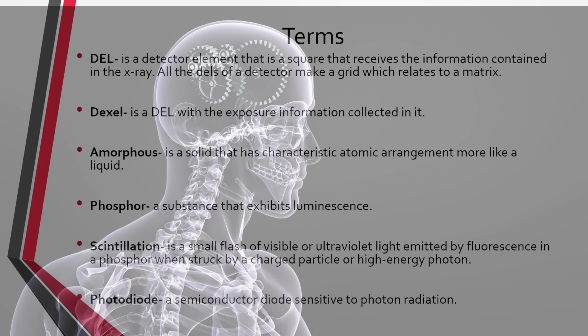Photodiode is a semiconductor diode sensitive to photon radiation. So photon, in this sense, can mean anywhere on the spectrum. Photo just refers to electromagnetic. It's typically associated with light.